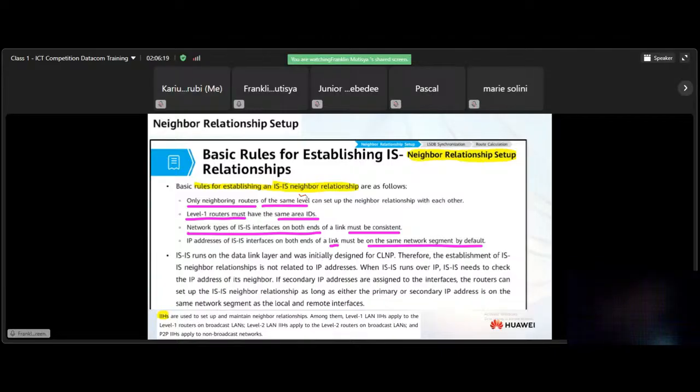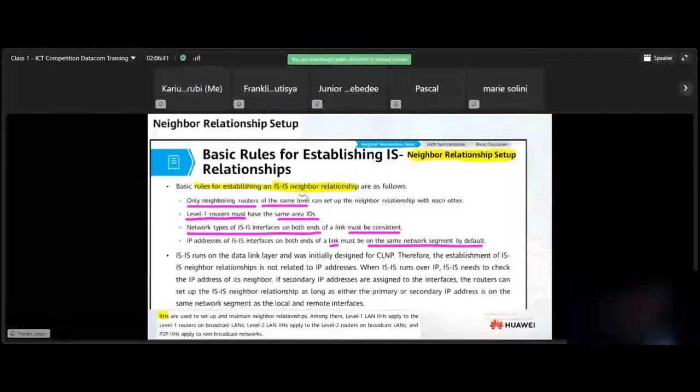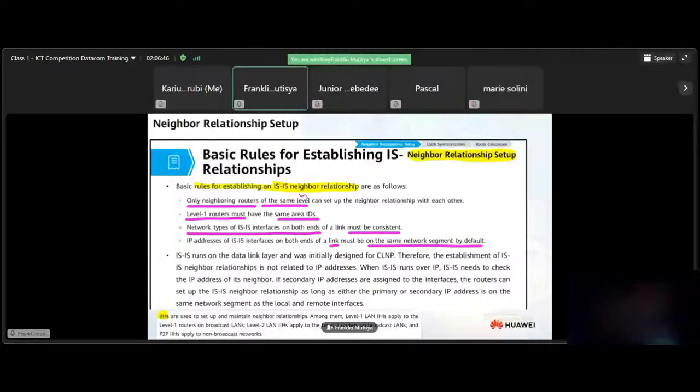So we have said that ISIS runs on the data link layer as well as the network layer. Earlier it was designed for the data layer alone. Therefore, the establishment of an ISIS relationship is not related to IP addresses, which is something you need to note. The establishment of an ISIS neighbor relationship is not related to IP addresses. In OSPF, it is related to IP addresses, okay? But here in ISIS, the establishment of a neighbor relationship is not related to IP addresses.